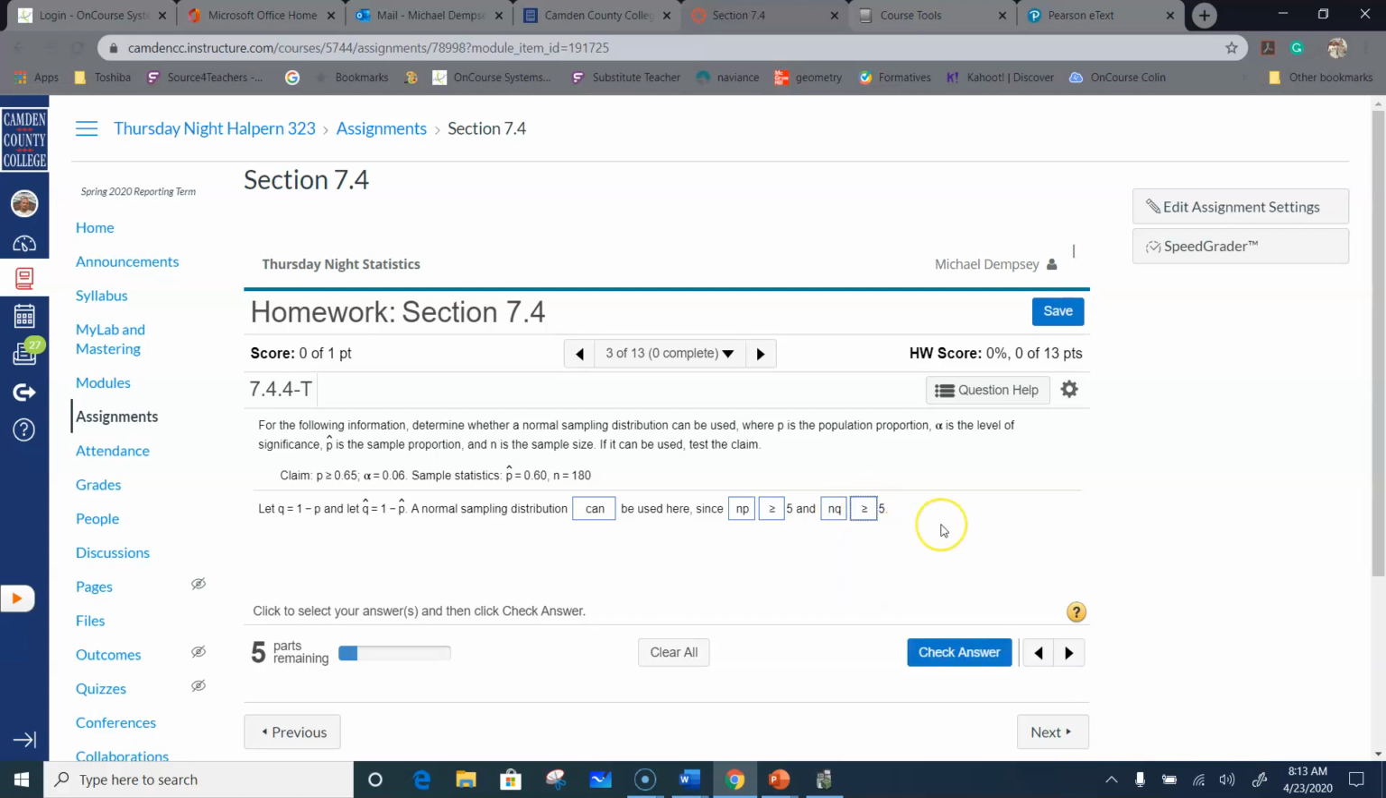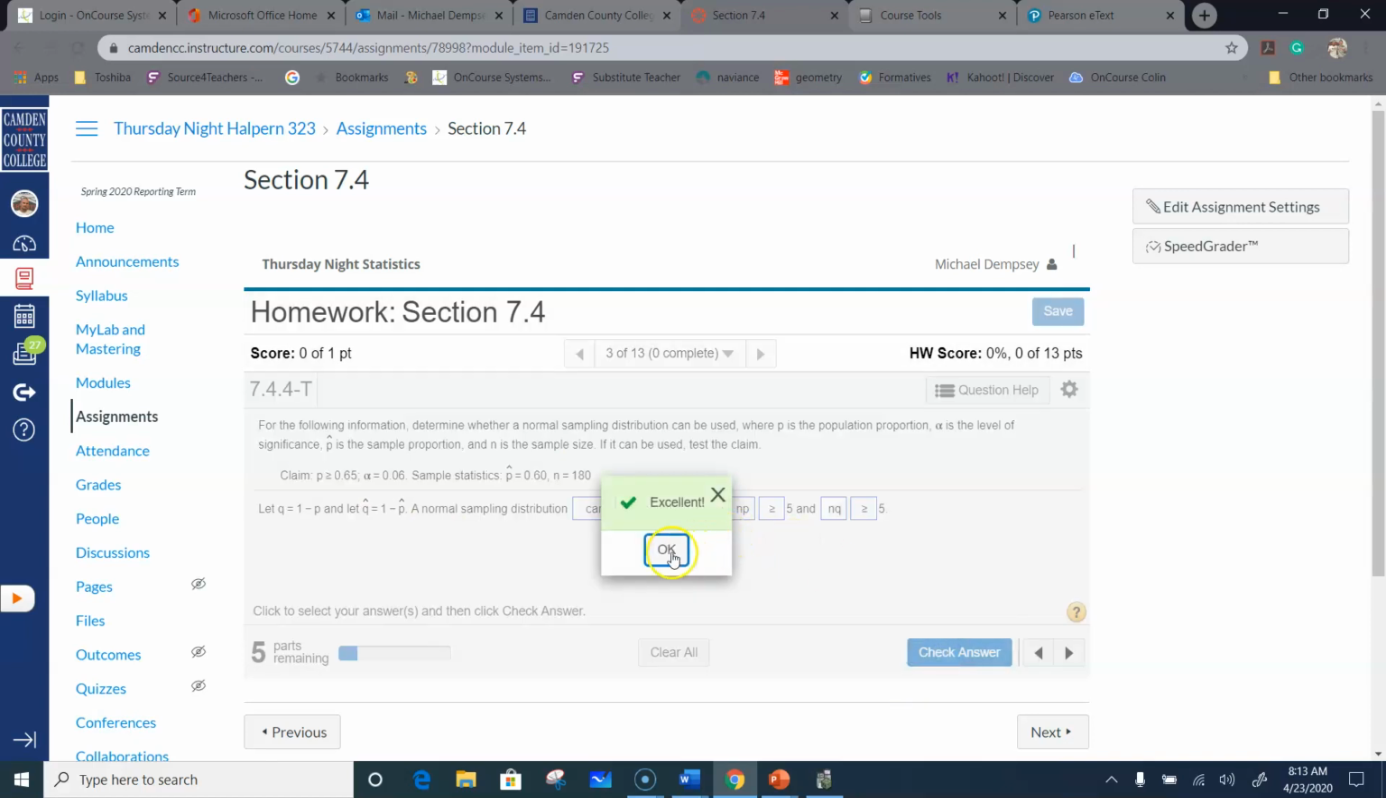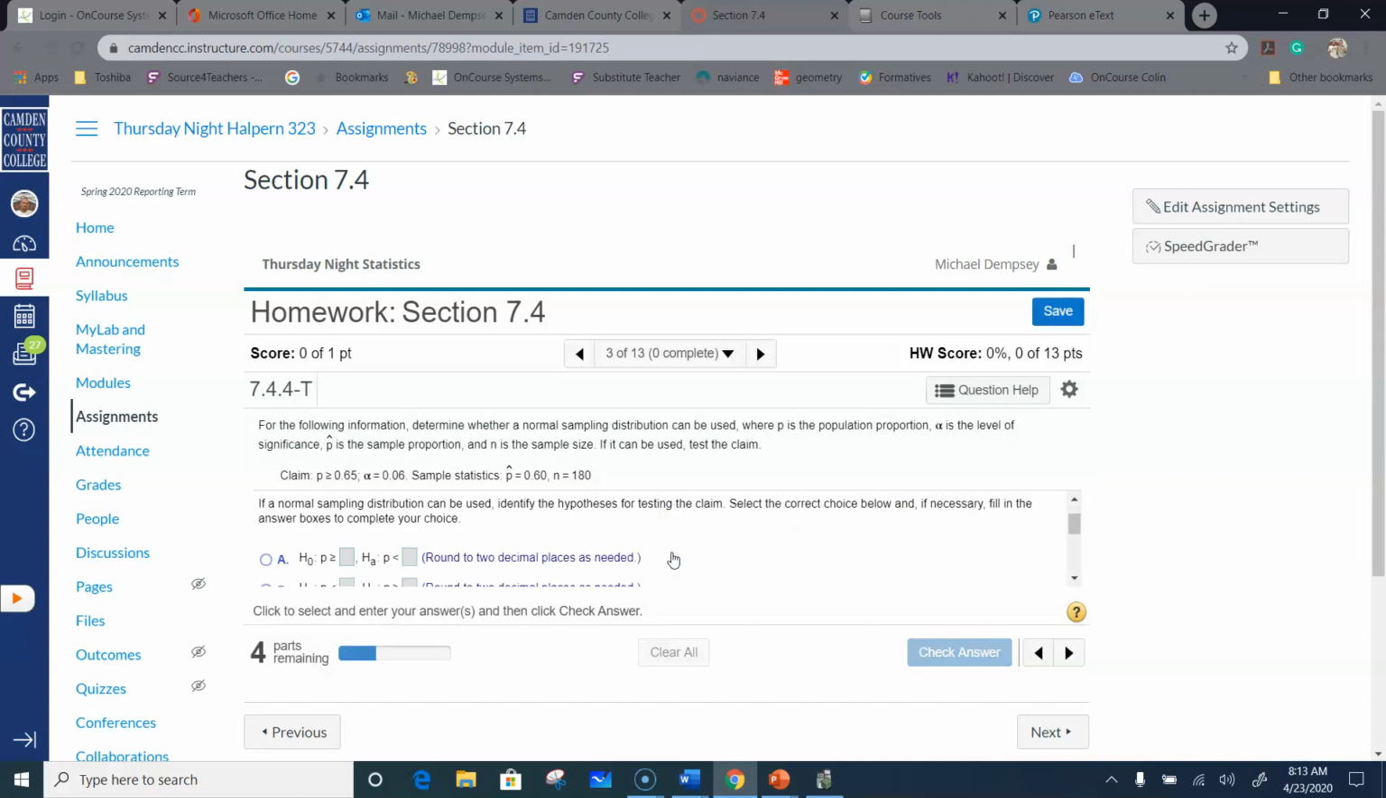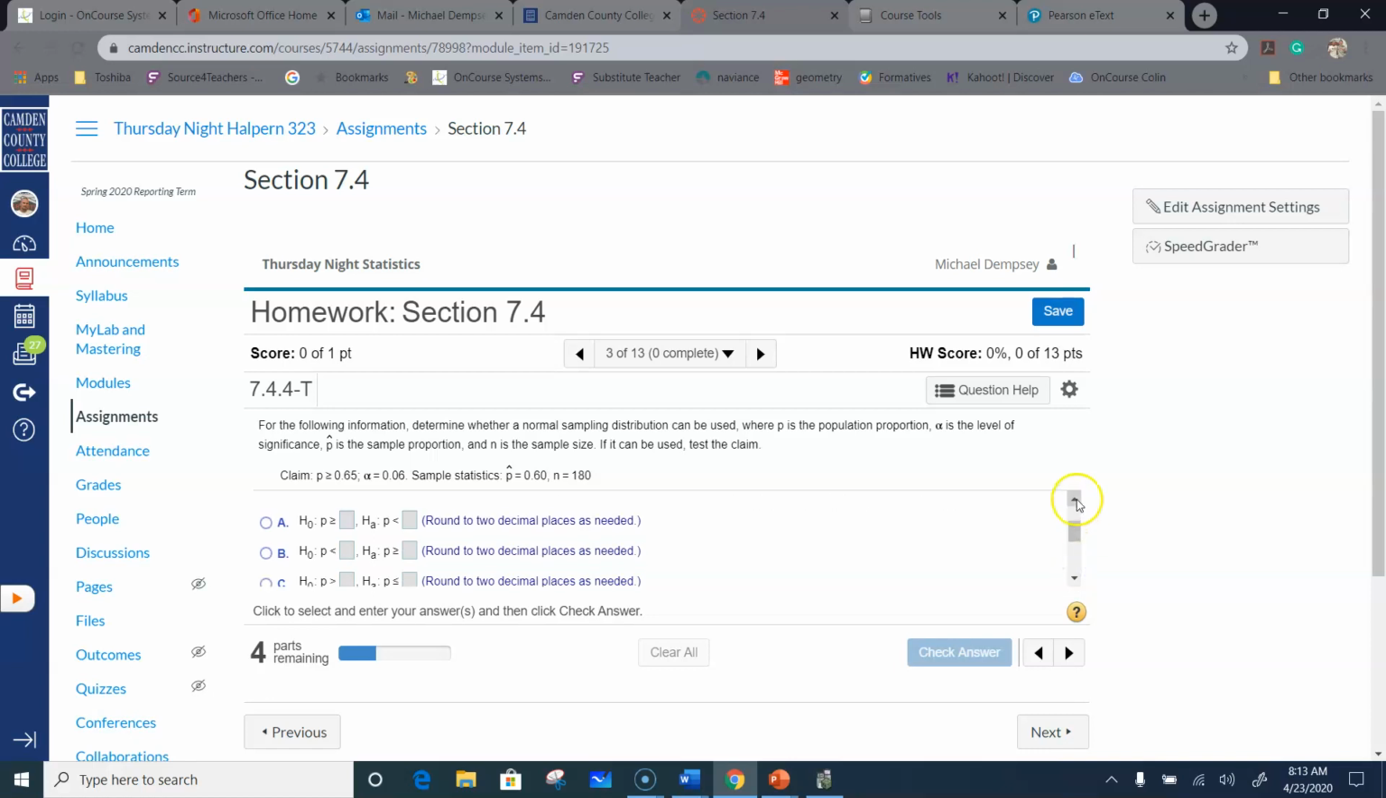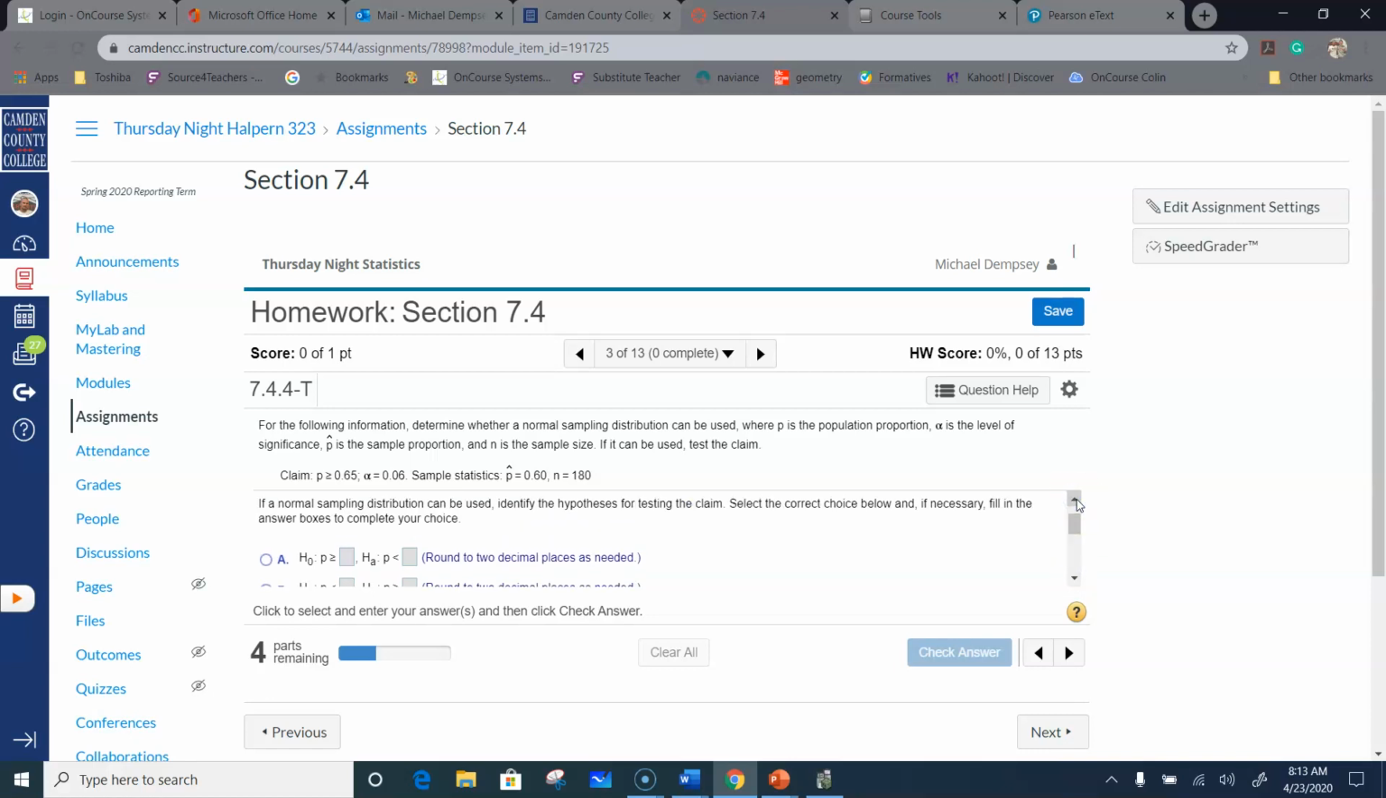So the subtle difference here: when we're doing confidence intervals, we use p hat. When we have a claim, we can use the claimed value for p. Okay, so a normal sampling distribution can be used. Select the correct choice below for the null and alternate hypotheses.